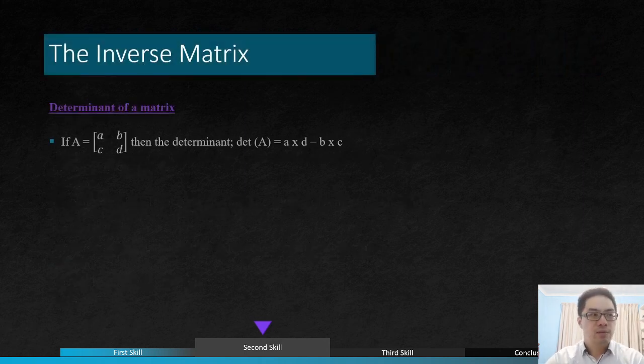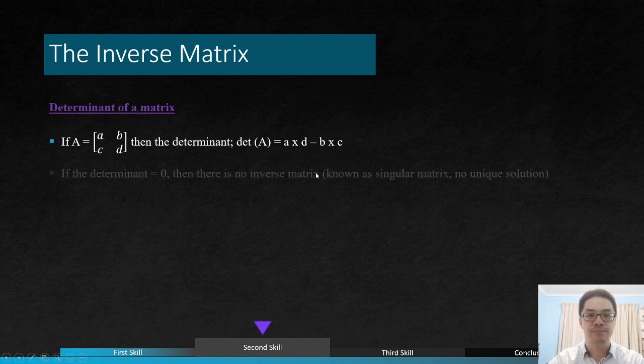The determinant of a matrix. If you've got a matrix A with the numbers a, b, c, and d, then the determinant, DET, which you can actually type on your CAS, det bracket and then the matrix, is a times d minus b times c. So it's a times d minus b times c, the two crosses there.